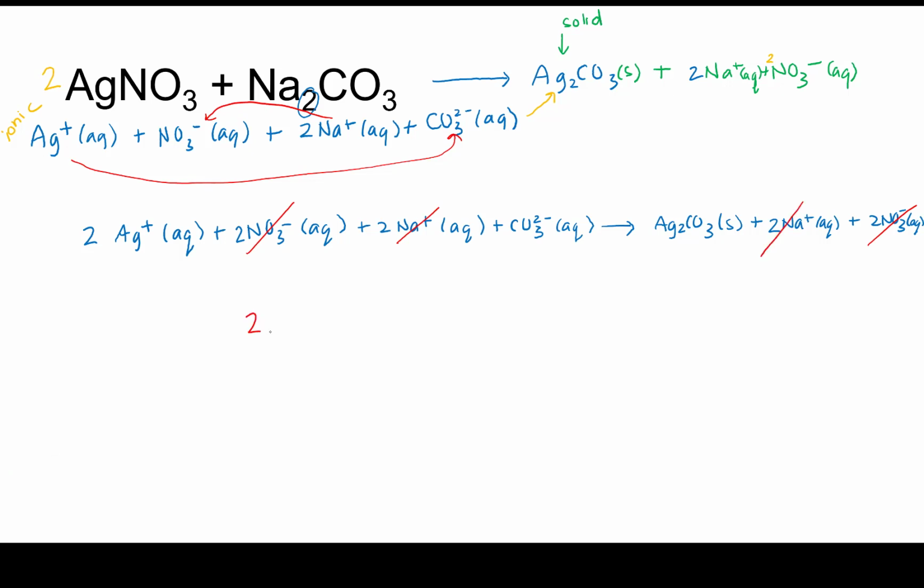So my net ionic equation is 2 silver, which is aqueous, plus carbonate, also aqueous, and that forms Ag2CO3, and that is solid. So that's how we would do our equations for silver nitrate plus sodium carbonate.